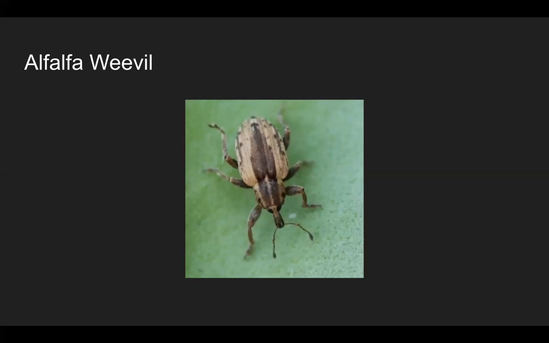The alfalfa weevil is able to withstand a larger range of temperatures, making it a lot more active than the aphid. The damage that the alfalfa weevil causes is also a lot more difficult to spot than the damage the Russian wheat aphid creates. The damage done by the weevil is on the stem and inner parts of the leaves, which makes it hard to locate.